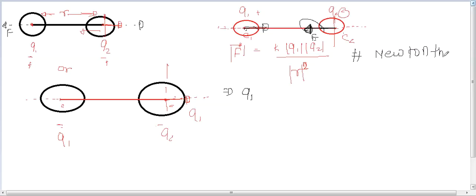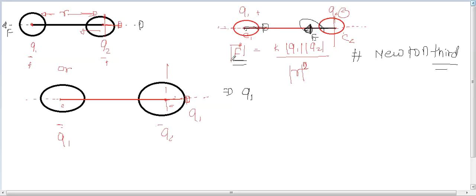Newton's third law. Okay, guys, here I have represented this force, and I have represented the magnitude of the force. I wanted to represent this force in vectorial form. How can I represent the force in vectorial form?